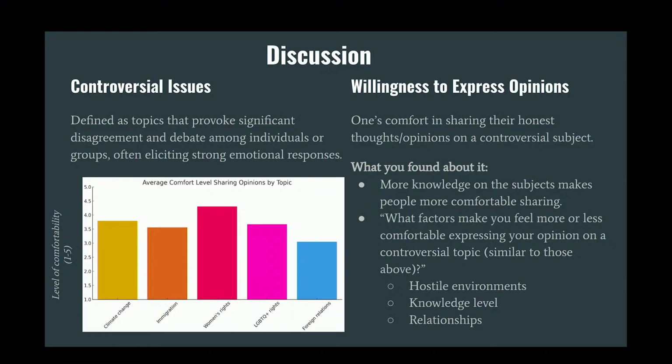For our last construct, which is willingness to express opinions, we found that more knowledge on the subjects makes college-age students feel more comfortable sharing their opinions. In our open-ended responses, we recognized themes like being in a hostile environment, knowledge on the topic, and a relationship with others that came up repeatedly.